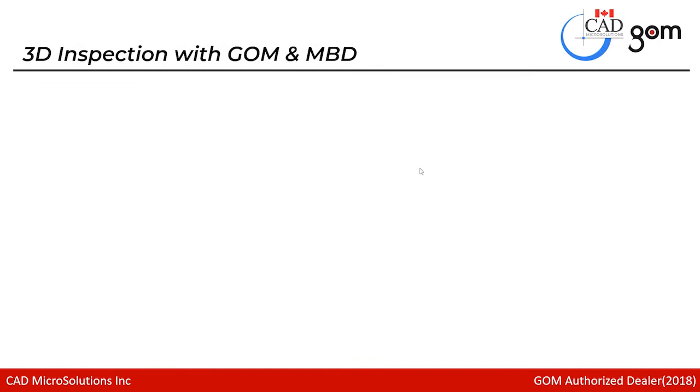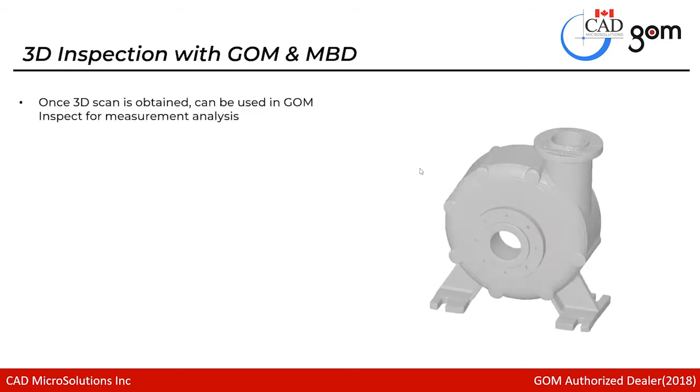So now that we're familiar with GOM's 3D scanning technology and the type of data that we can obtain, how can we leverage that data for the purpose of inspection and to check the quality of our parts? Well, in GOM Inspect, once we have these 3D scan data of the part, we can load it into the software and perform a measurement analysis.